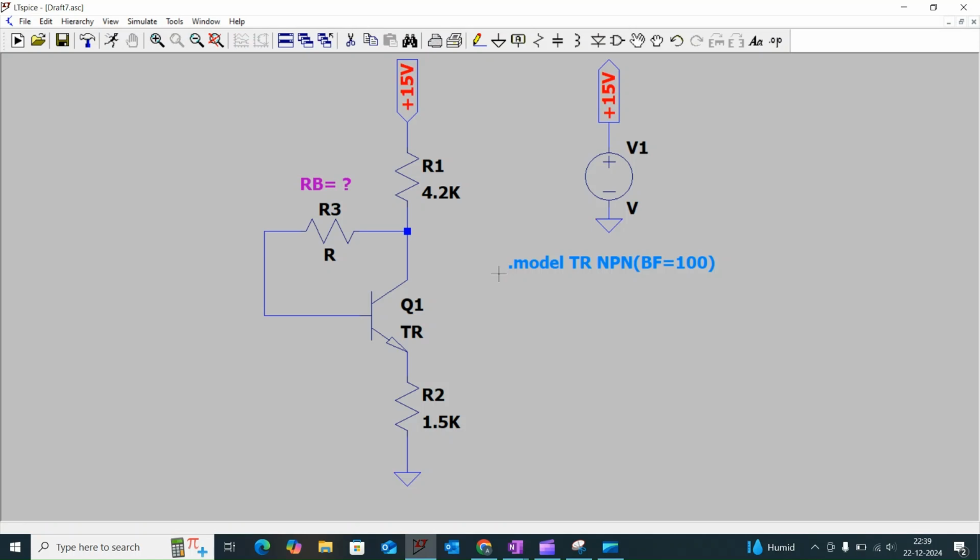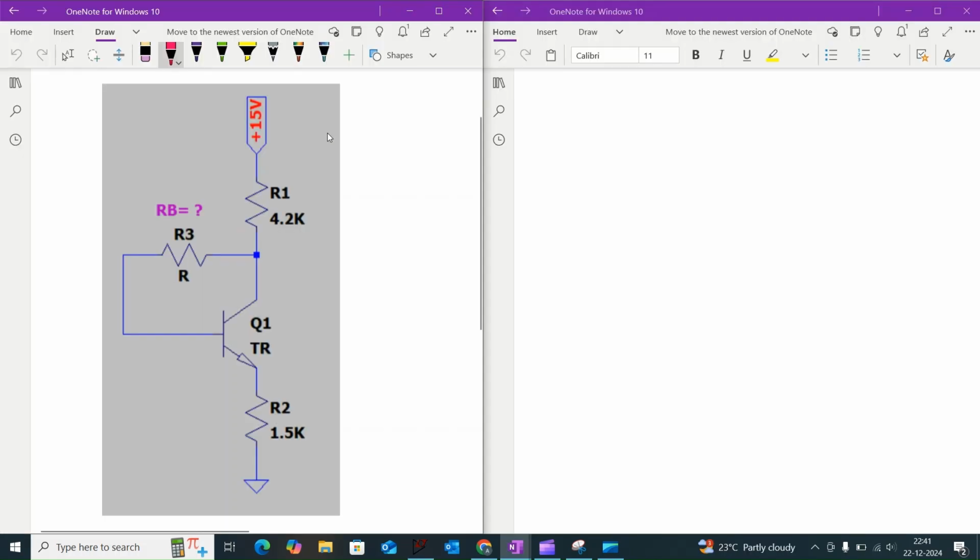Hi everyone. Now we are going to discuss another one transistor circuit. Here we are going to find the collector feedback resistor to make the operating point at the center of the load line. To draw the load line, let us apply the KVL rule at the output side of the transistor.